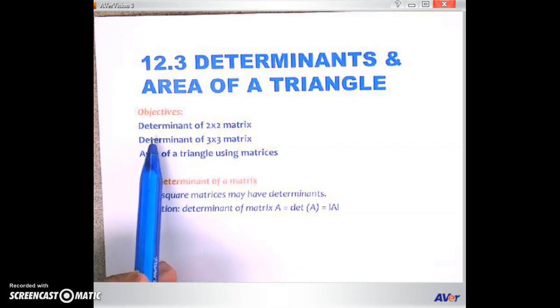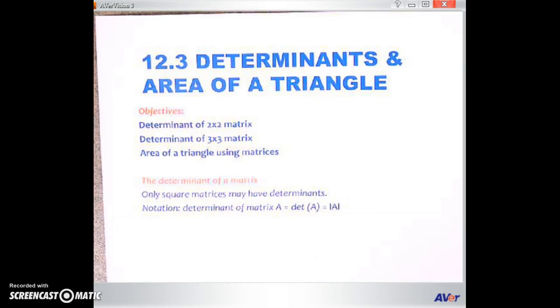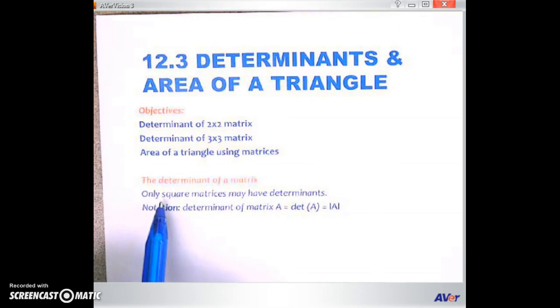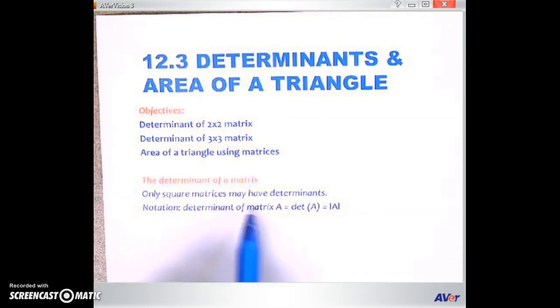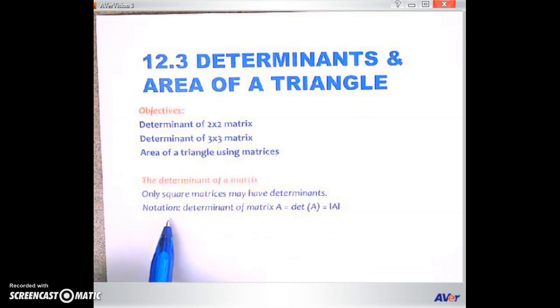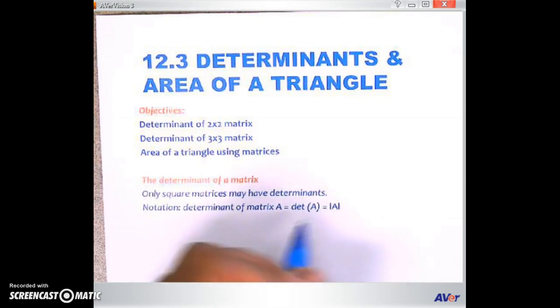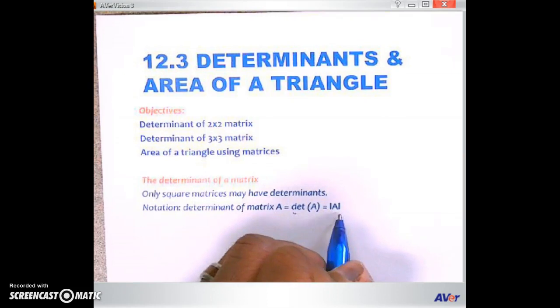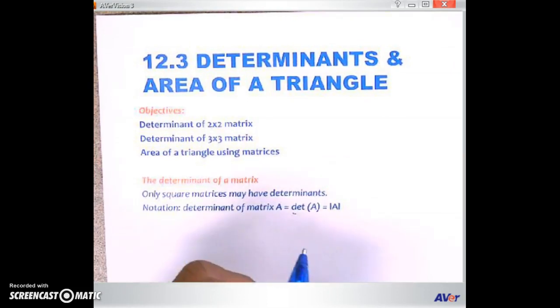Objective: find the determinant of a 2 by 2 and 3 by 3 matrix, as well as the area of a triangle using matrices. Determinant is the numerical value of the matrix. Only square matrices have determinants, so it has to be 2 by 2, 3 by 3, 4 by 4, and so on. Notation for the determinant is you might say det of A, or you might use the two bars. It looks like the absolute value, but it's not exactly the absolute value. But those are the two different ways that you could represent the determinant of a matrix.